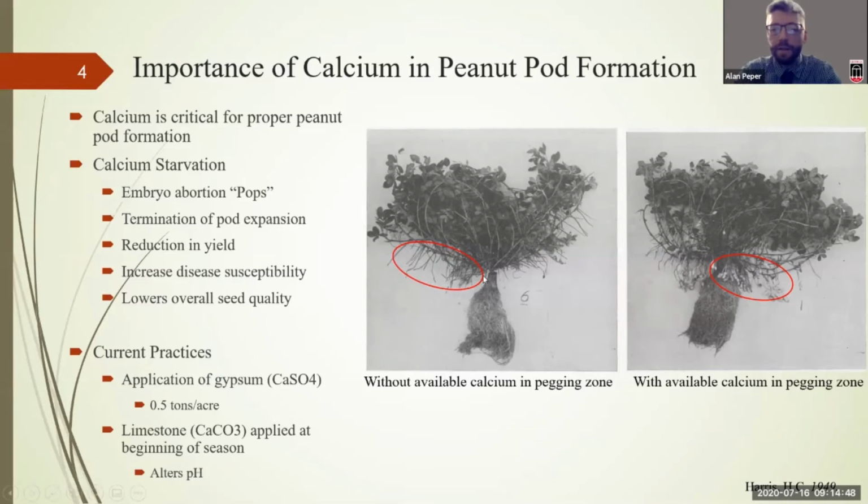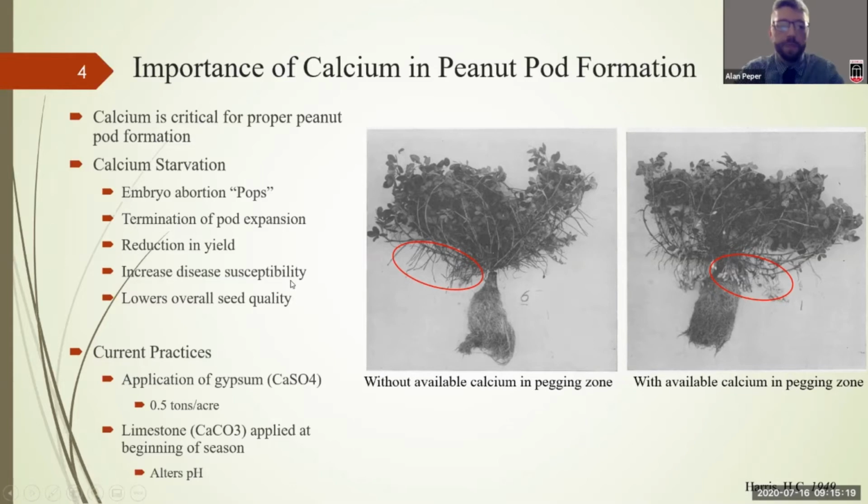A very early study by Harris in 1949 showed that without available calcium in the pegging zone, no pods form. However, with calcium, you have an abundance of pods. Another unique characteristic demonstrated in this study is that the peanut plants themselves are relatively similar, meaning that it is only the pods that really need this calcium for proper development, not just the plant.